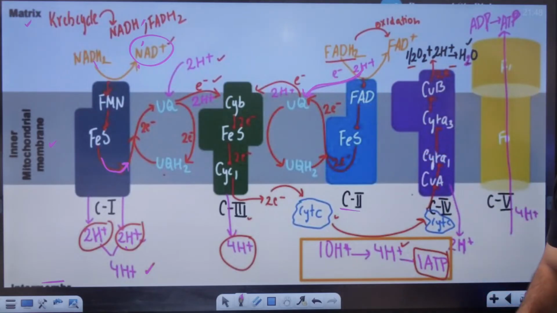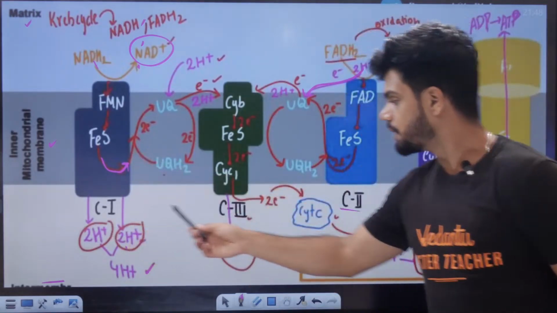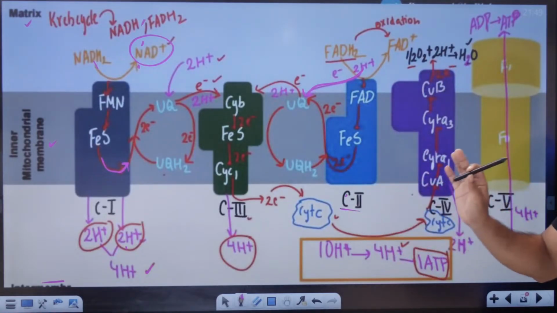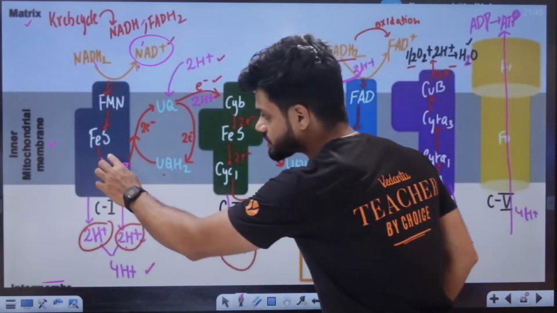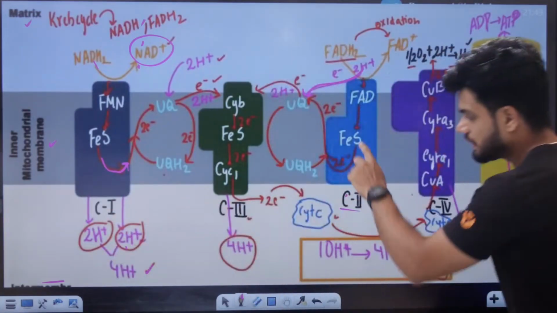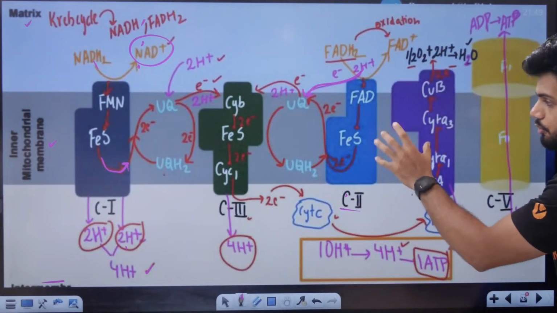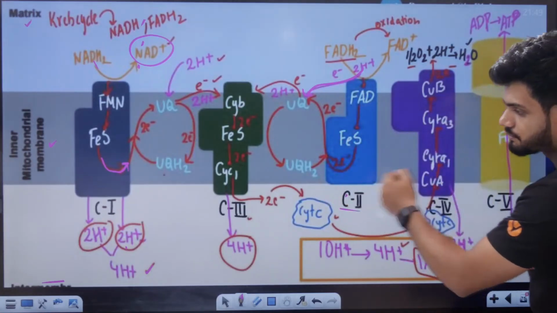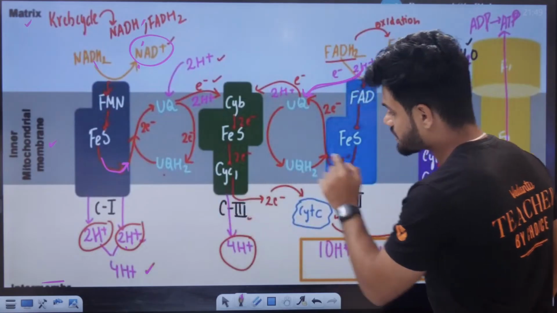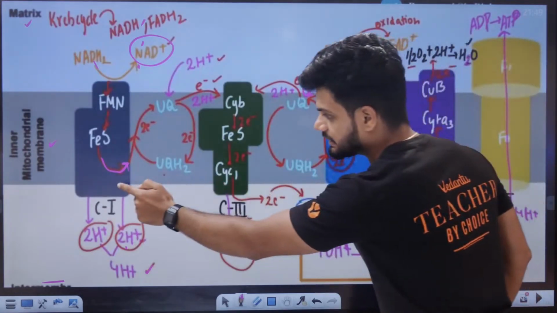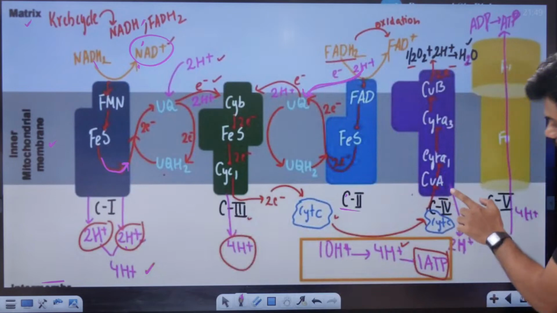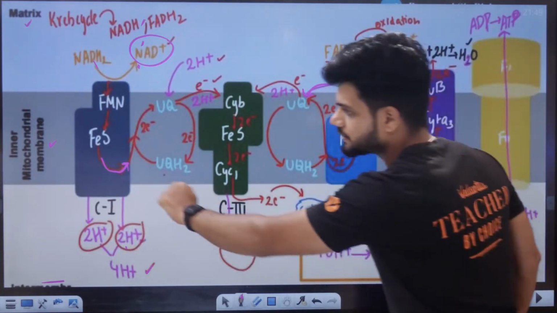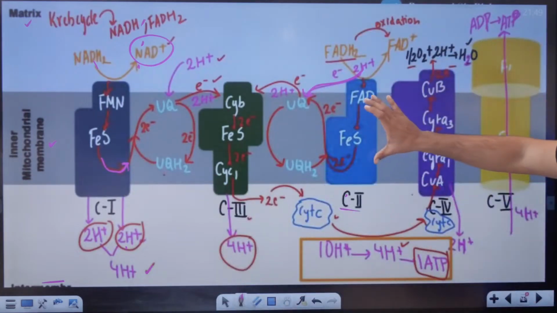Now you might ask me, sir, here we send protons directly to the intermembrane space, but here why are we not sending protons? Because this complex reaches the intermembrane space, can you see? It's coming till here. But this one is only present in the inner membrane.